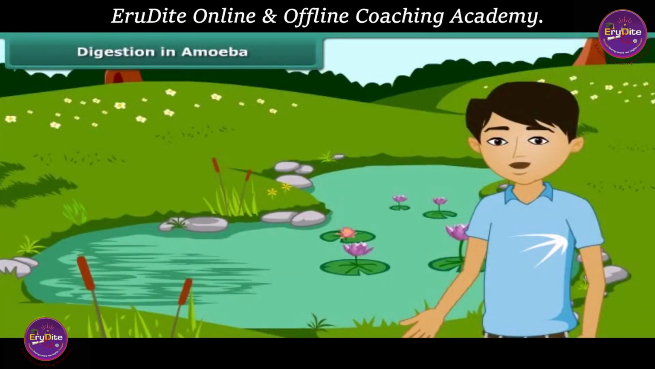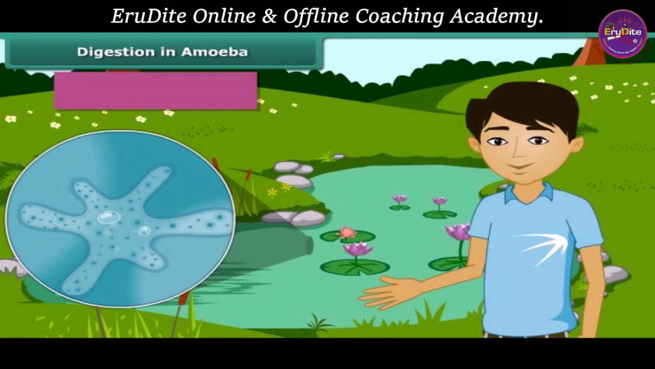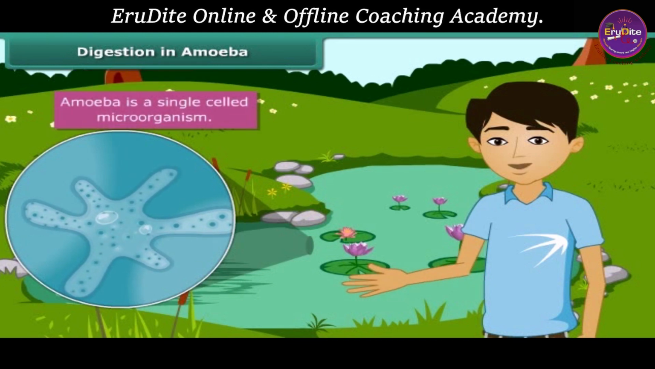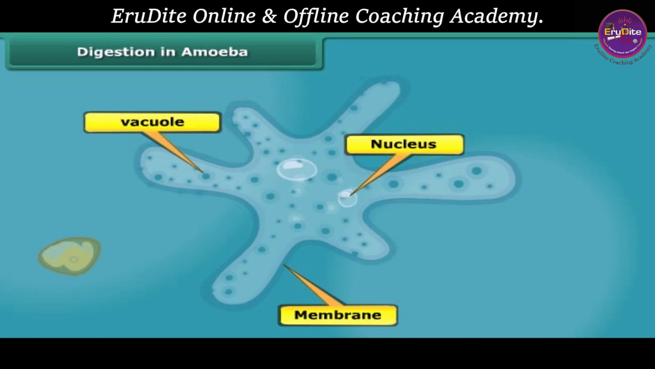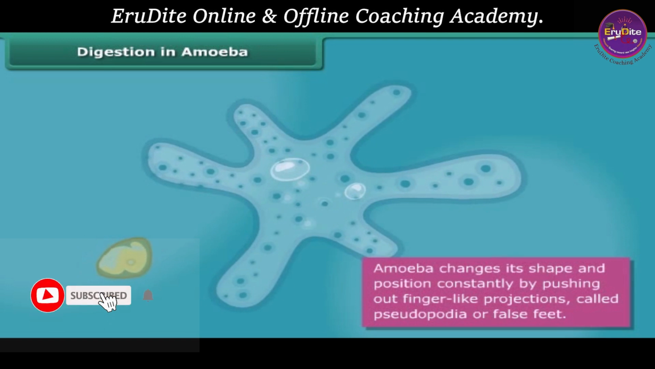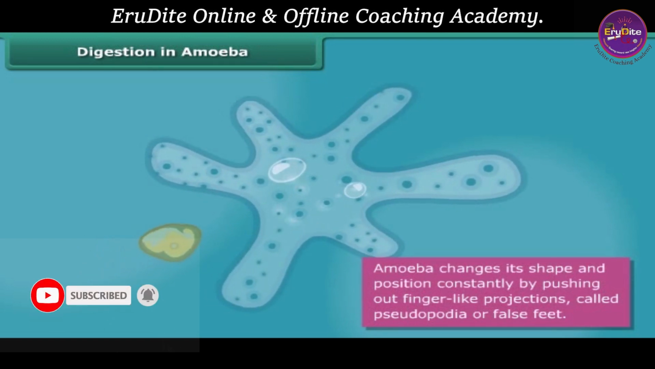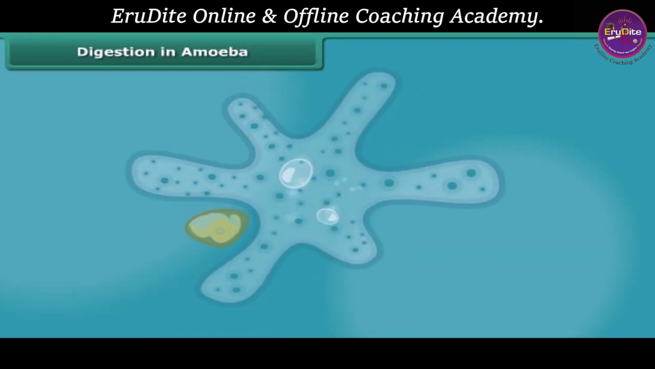You will be surprised to know that there are certain organisms which do not have mouth and a digestive system, yet they digest food. This organism is amoeba, which is found in ponds. It is single-celled and you cannot see it with the naked eye. It has a cell membrane, a rounded nucleus, and vacuoles in its cytoplasm. It changes its shape and position constantly by pushing out finger-like projections called pseudopodia or false feet, and captures some microscopic organisms as its food.